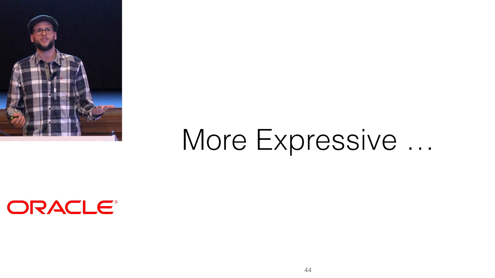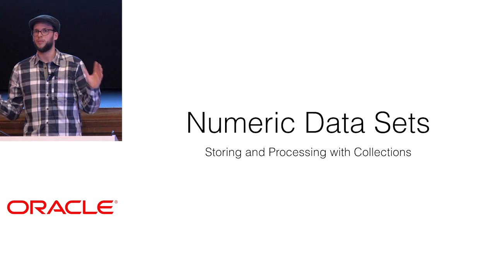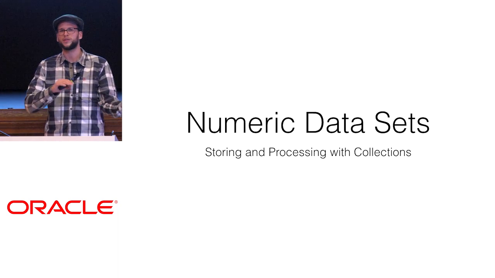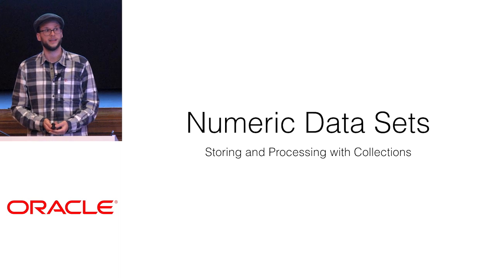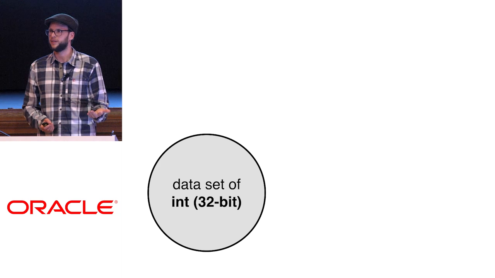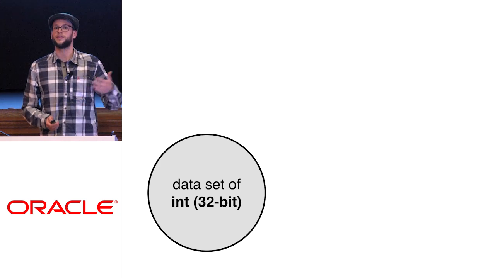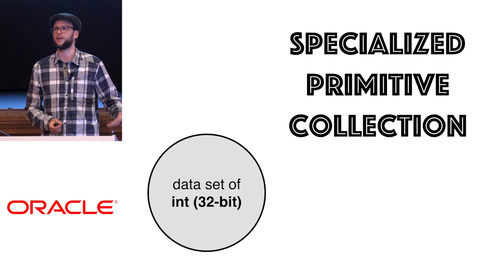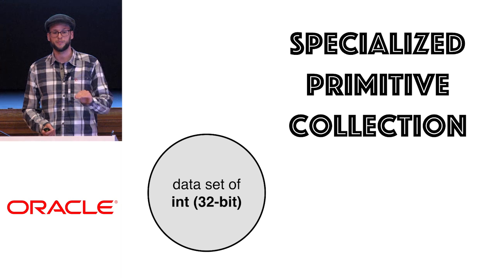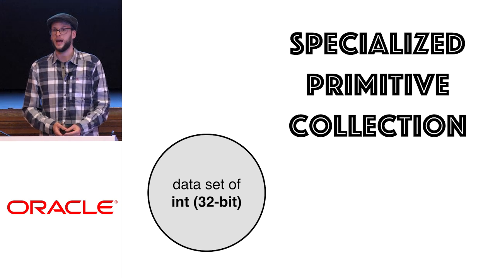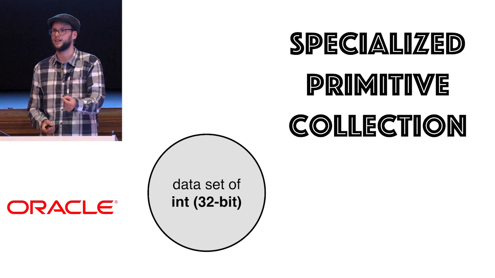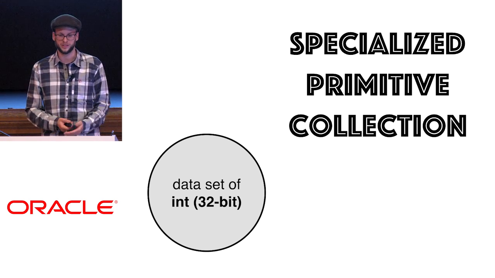Just imagine you have a program that processes numeric data sets, and you want to store and process them with collection data structures. Well, if all your data fits in the 32-bit range, you have specialized data structures for that. You can use specialized primitive collections. The Java ecosystem offers a wide range of libraries that optimize specifically for that. And you get the benefit of having the data stored unboxed, and all the access paths to the data also don't need boxing.